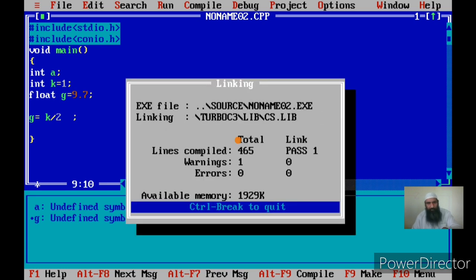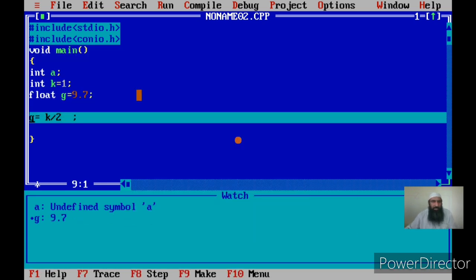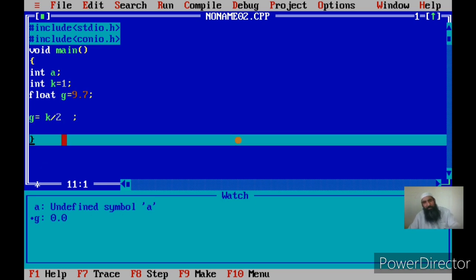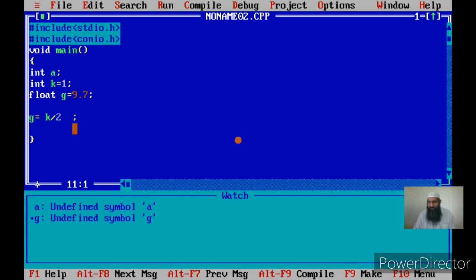Again, let us check. See, the operation is division. k is an integer and 2 is an integer constant, so integer by integer will produce an integer. So it will be actually 1 by 2. The result should have been 0.5, but see what you get? You get 0. Again a problem. How to overcome this?